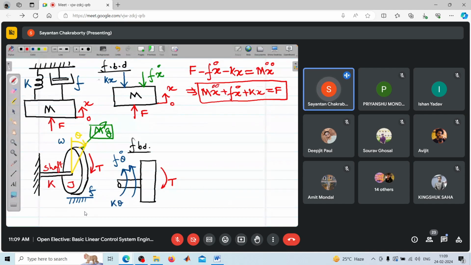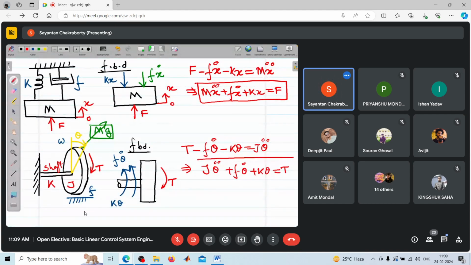So at the end of the day, we can write down the torque equation as T minus f theta dot minus k theta is equal to J theta double dot, or you can write J theta double dot plus f theta dot plus k theta is equal to T. So this equation describes the dynamic behavior of this system.